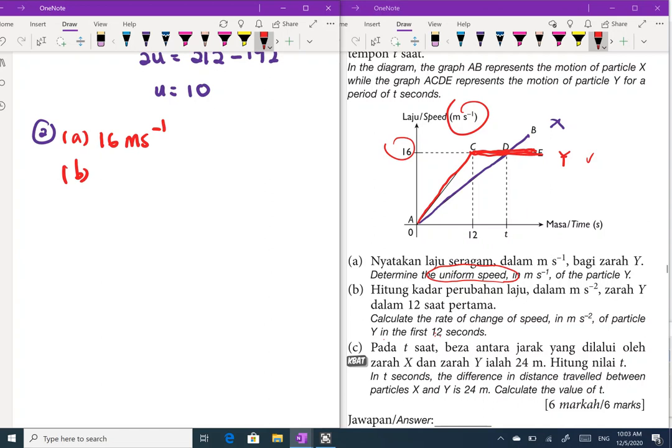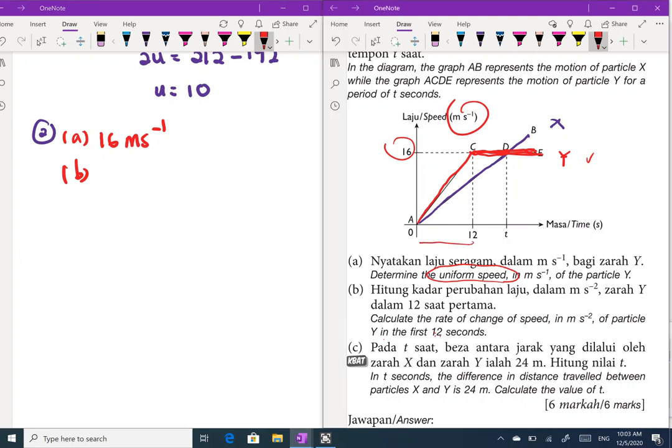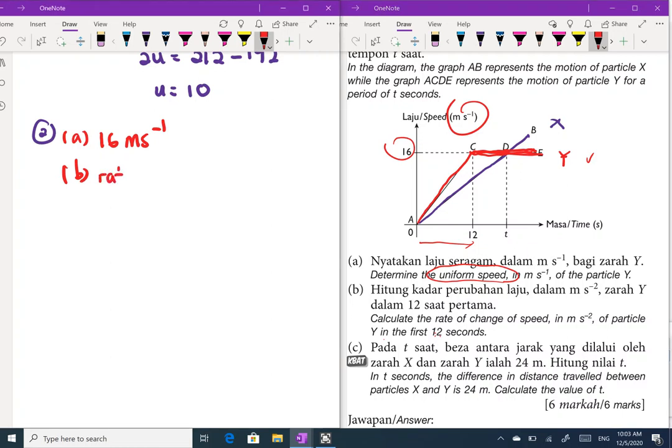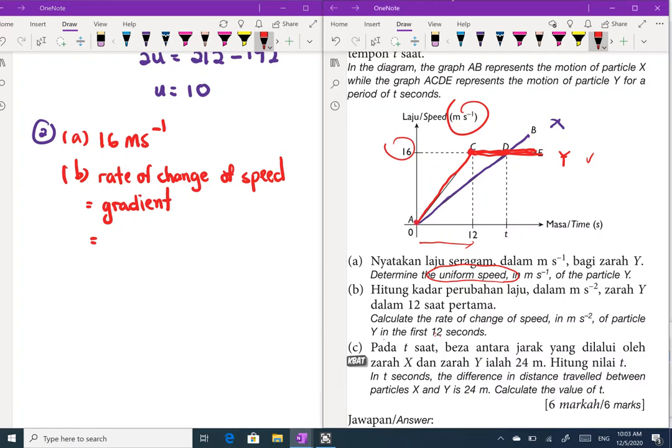Calculate the rate of change of speed in ms^-2 of particle y, still y, in the first 12 seconds. This is 0 to 12 seconds. So now I want to find the rate of change of speed. How to find it? Using gradient. So how to find the gradient? I need to know these 2 points. This point, the x is 0, the y also 0. The x is 12, the y is 16.